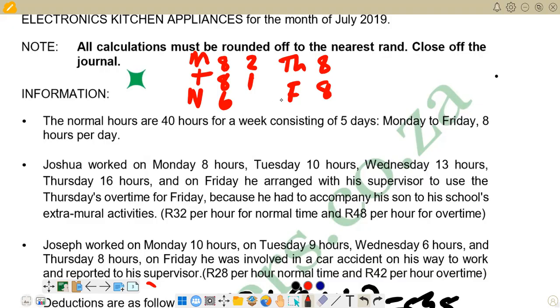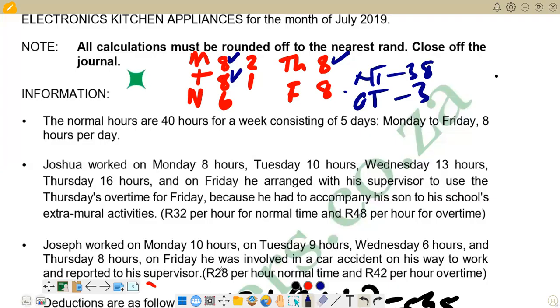So what it means is for normal time, we are saying 8 plus 8, 16, plus 8, you get 24. 24, you add another 8, you are going to get 32, 36, you're going to get 38. So normal time, we have 38. Then for overtime, we only have 2 and 1, which means we have got 3 hours. So this is what we have.